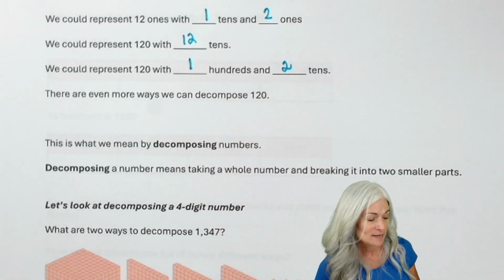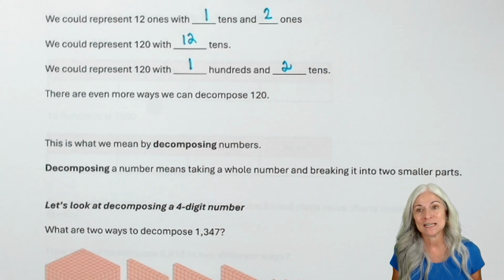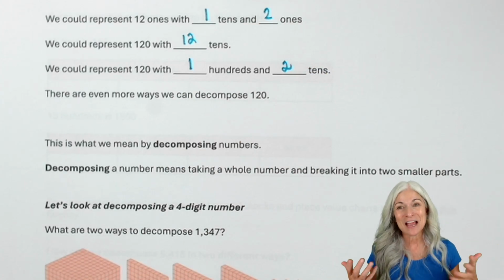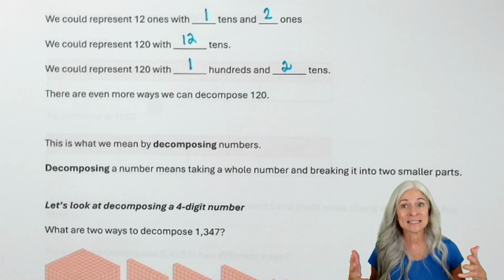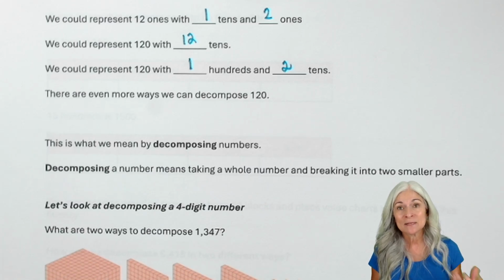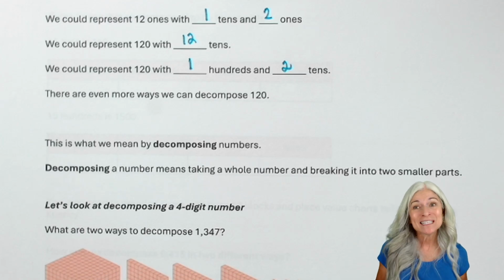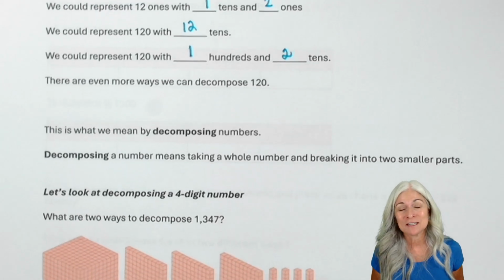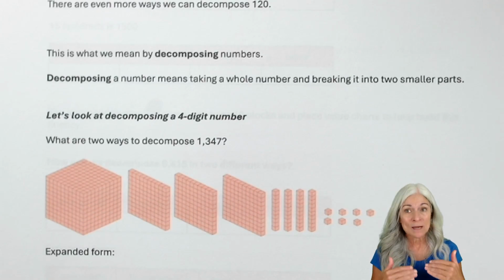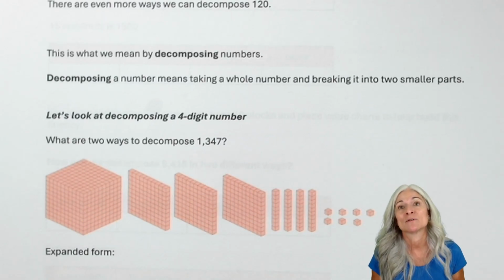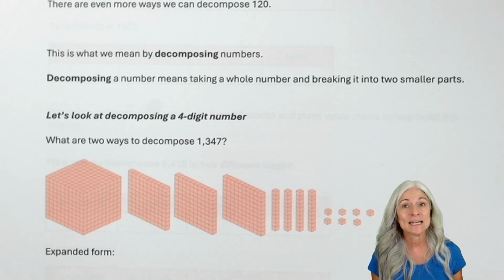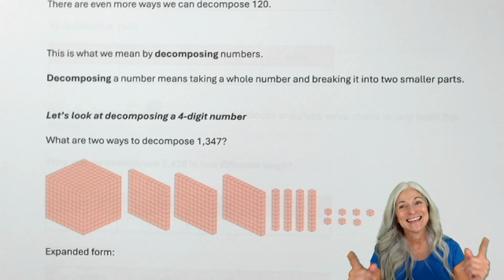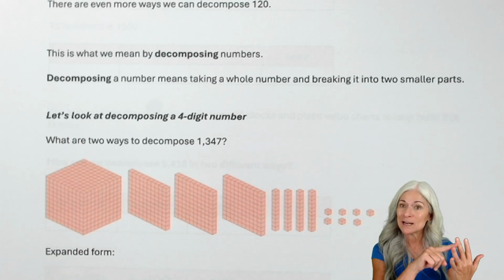There's even more ways you can decompose 120. So you might have your students work with you on what are some other ways. We could put it as 120 ones. We could put it as 10 tens and 20 ones. So all of those different ways. Now, this is what we mean by decomposing numbers. Decomposing a number means taking a whole number and breaking it into smaller parts. So that's what they've been doing in first grade, second grade.